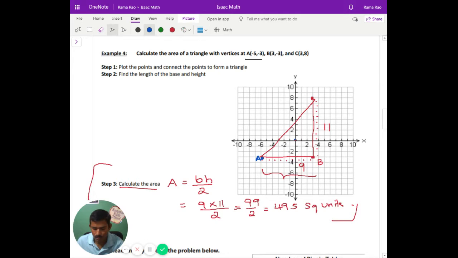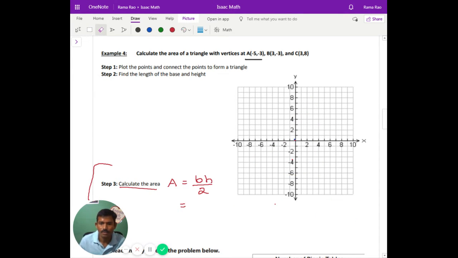If I have a question like this, how do I do this? Let me go over this. Get ready with your chat box so you can answer these questions for me. You see this: calculate the area of a triangle with the vertices given to you. The first one is A, -5, -3. If I start plotting this point A from the origin, which side should I go? Use your chat box. Tell me left or right, and how many units. And also put the right units too.